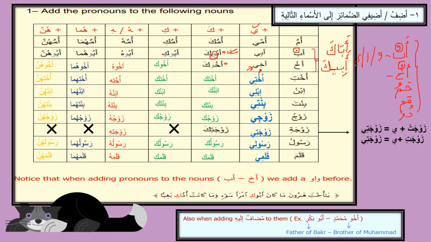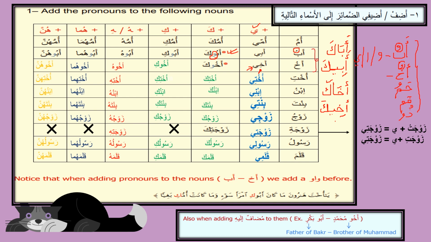What happened when it gets in mansub? So it will be akhaka, akhaka. And when it gets in majroor case, it will be similarly akhi and then ka. So your structure will be akhi with the ya and ka, akhika. So this will be in majroor, this will be in mansub, and akhuka with a waw will be in marfu case. So this all goes with ham, fam, and dhu.